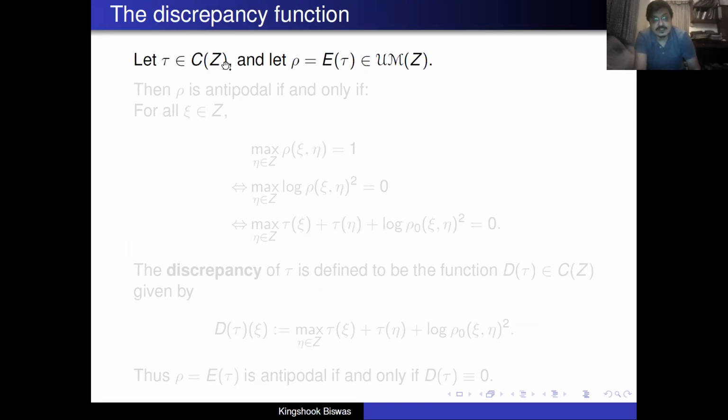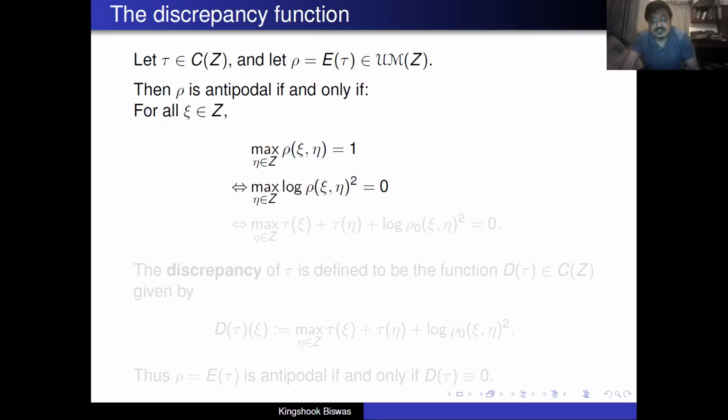So let τ be a continuous function on Z, and let ρ be the corresponding separating function E of τ, so that the log of the derivative dρ by dρ0 is equal to τ. Then ρ is antipodal if and only if, for all ξ in Z, the maximum over η in Z of ρ(ξ,η) is equal to 1. This is the antipodal property. And this is if and only if the maximum over η in Z of the log of ρ(ξ,η)² is equal to 0. Now you look at the definition of ρ, and from this, log of ρ(ξ,η)² is equal to τ(ξ) plus τ(η) plus log of ρ0(ξ,η)². So the maximum of this quantity over η should be equal to 0.